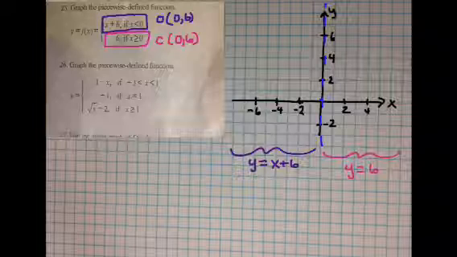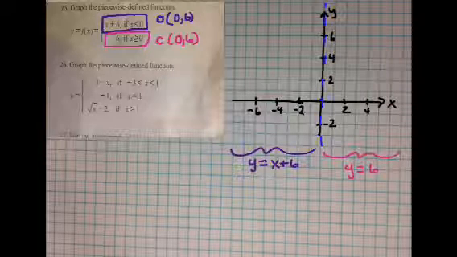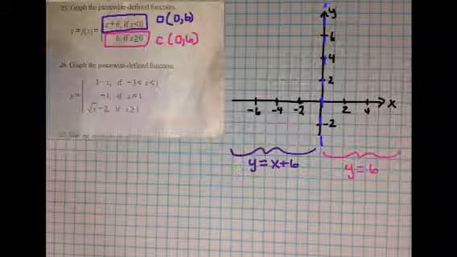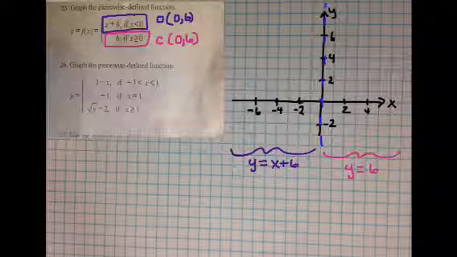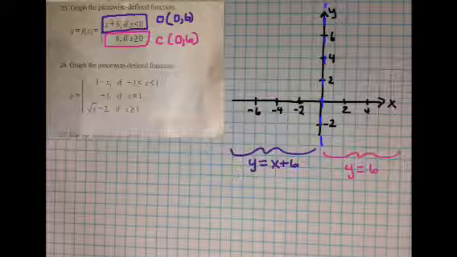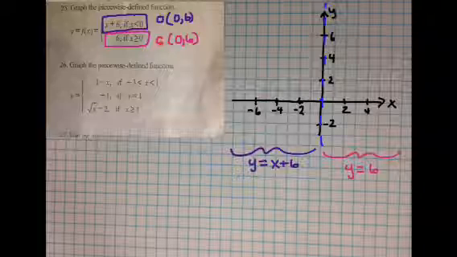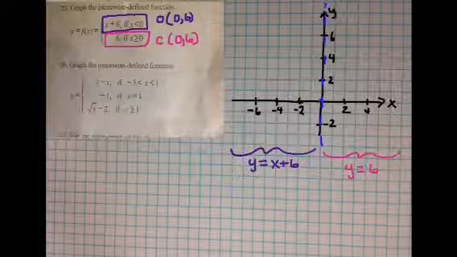To the right, I labeled it with y equals 6 because of this here. So this says that y equals 6 for all x greater than or equal to 0. The O here is for open and the C here is for closed dot. So let's go ahead and plot what we have.